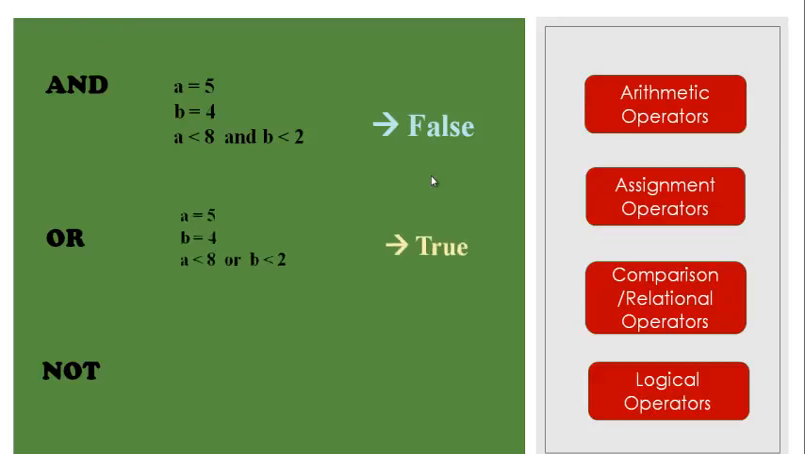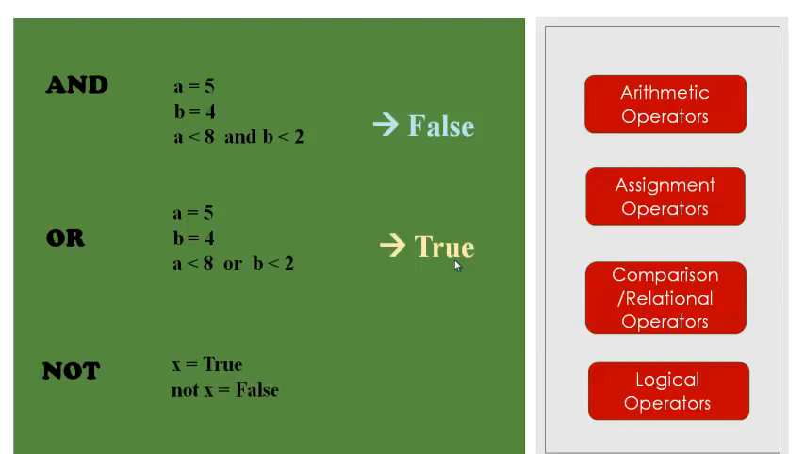When we come to OR, if at least one condition is true, the result will also be true. Here you go: A equals 5, B equals 4. A is less than 8, which is true, or B less than 2, which is false. But we're using the OR logical operator, so I'll get true. About not, it basically means reverse. So when I say X equals true, the reverse of this, not X, equals false.